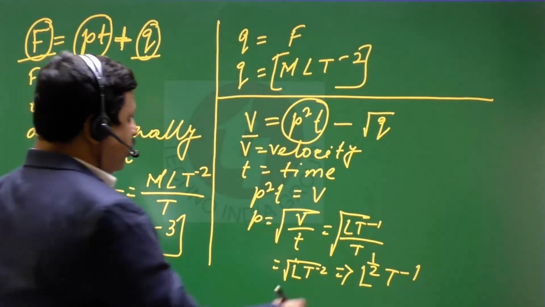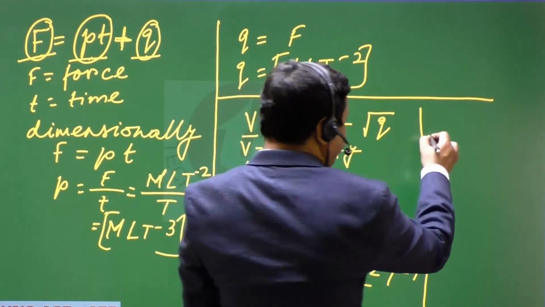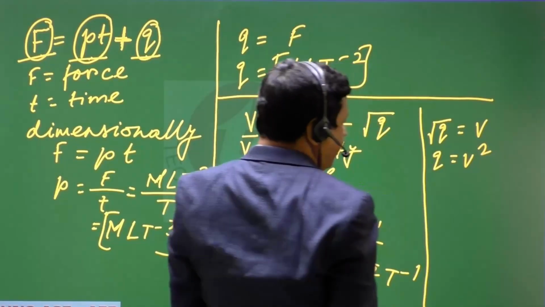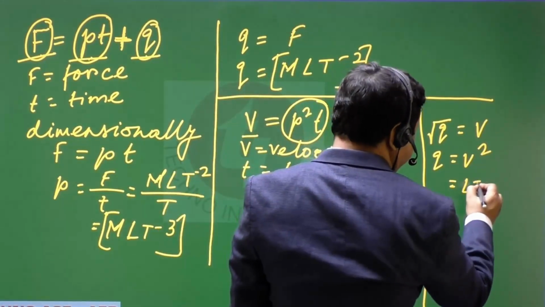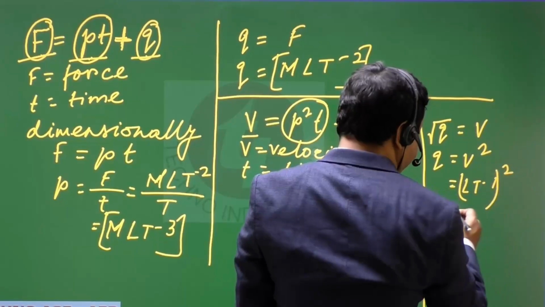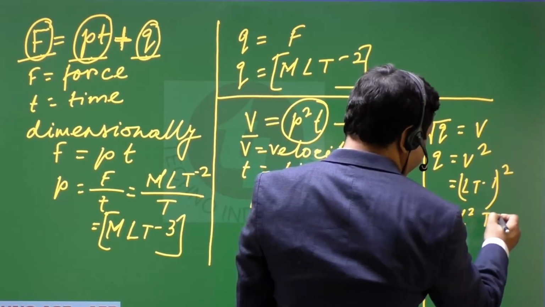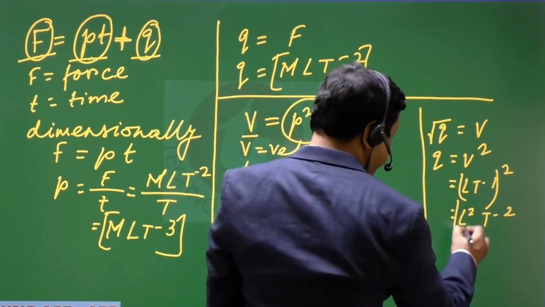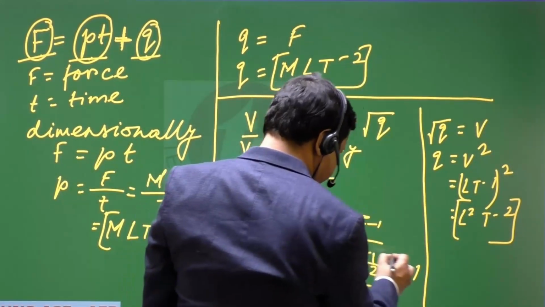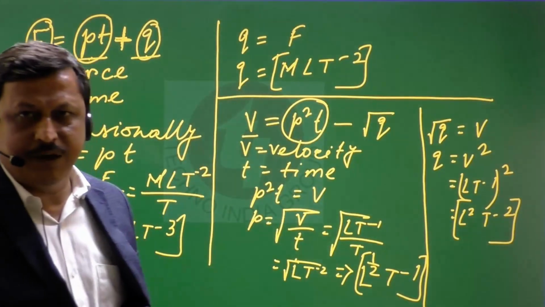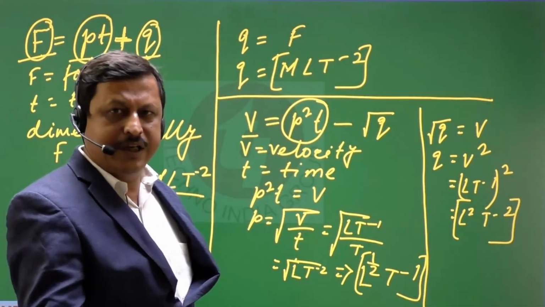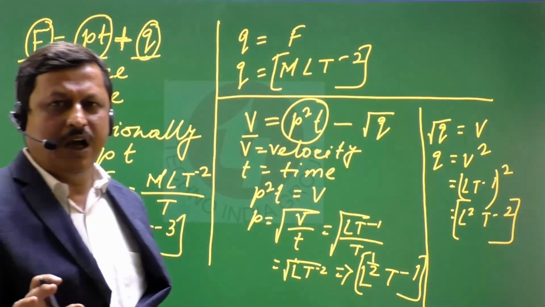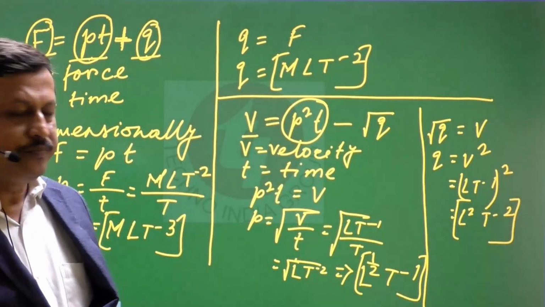And what is the dimension of Q? Obviously, dimensionally, you know that root Q equals V. That means Q equals V square. So the dimension will be L T to the power minus 1 whole square, that is L square T to the power minus 2. That is the dimension of Q, right? So if you know the relation between some quantities, then you can find the dimensions of the unknown quantities, right?